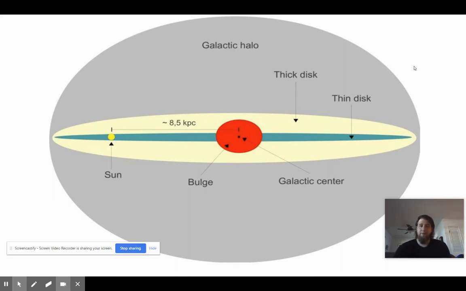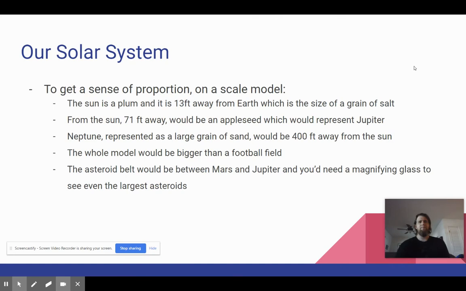Anything that's further than that, light just hasn't had the chance to get there yet. And it's not fast enough, which is weird to say. So our solar system, to get a sense of proportion, if we had a scale model, now this is easier to do in a classroom where I can sort of work it out for you.